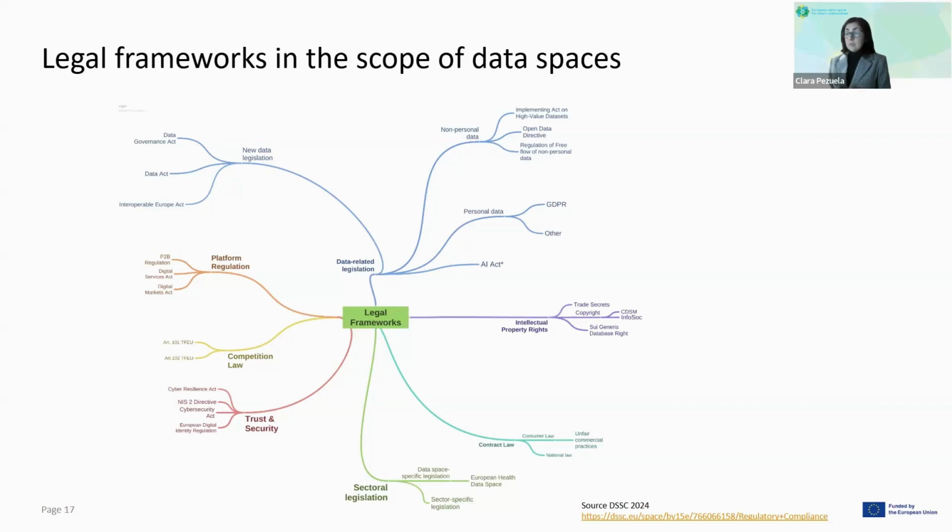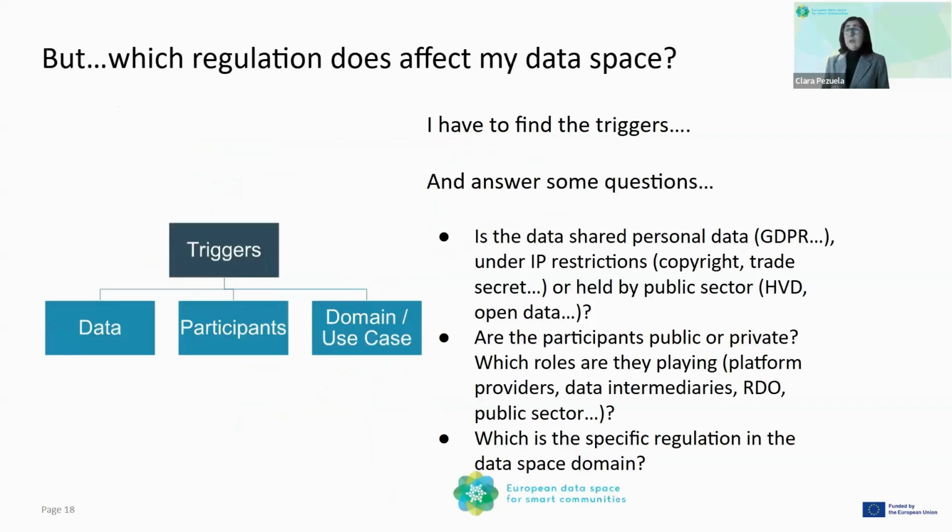And of course, on the private side, there also exists legislation for the contracts between participants in the data space. So this is a kind of, let's say, landscape of regulation that may be in the scope of data spaces. If we want to know which out of this regulation is really affecting my data space, we have to define or identify which are my triggers.